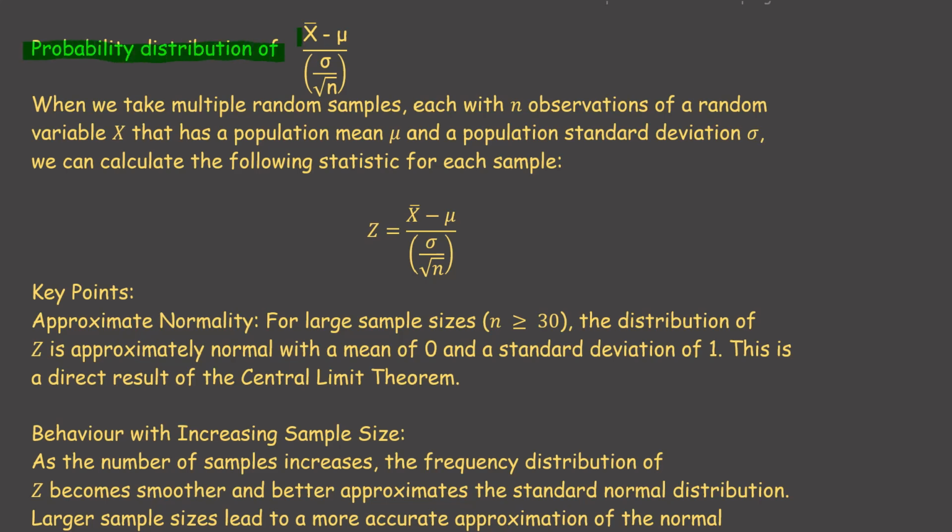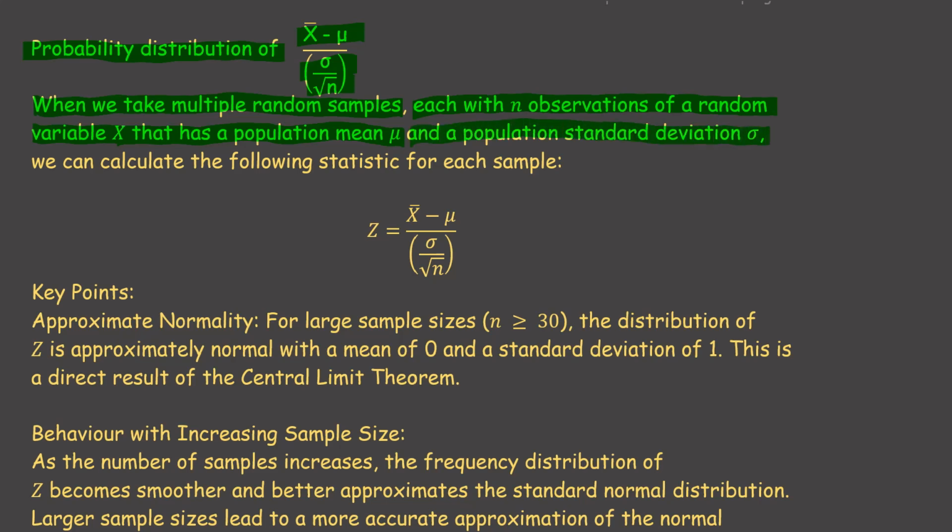Probability distribution of x bar take away mu over sigma over root n. When we take multiple random samples, each with n observations of a random variable x that has a population mean mu and a population standard deviation sigma, we can calculate the following statistic for each sample. Z equals x bar take away mu over sigma over root n. Well, we've called it Z, which is a bit of a giveaway, but look, x bar take away mu over a standard deviation, it is a Z score.